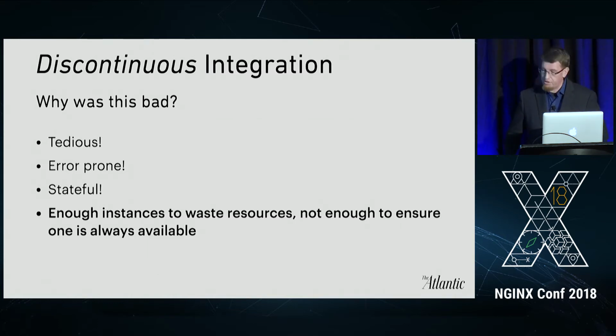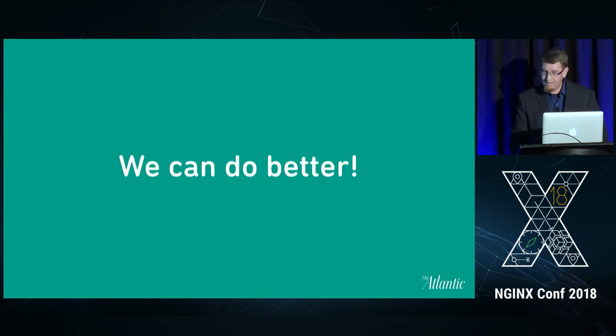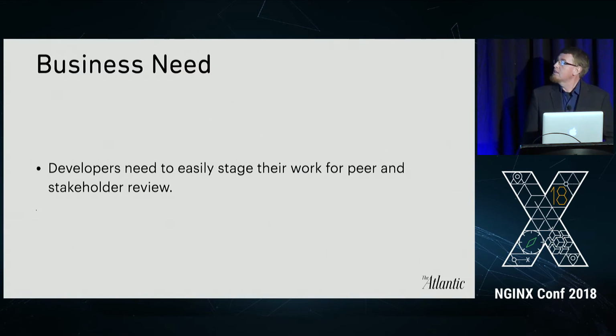It was also very inefficient. There were enough instances to waste resources, but not enough to ensure one was always reliably available. Worst of all, NGINX played only a minor role. So we can do better. What's the business need? The business need is developers need to easily stage their work for peer and stakeholder review.